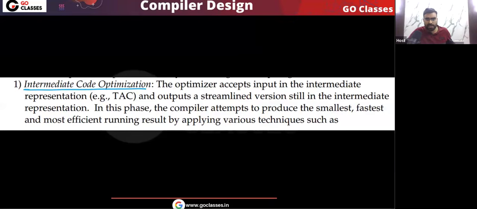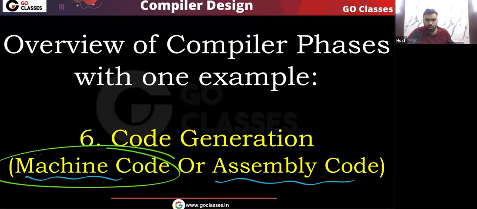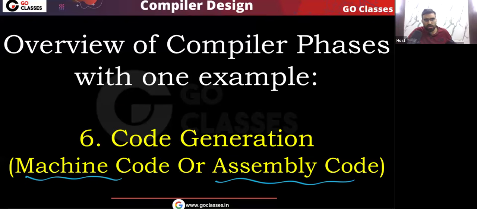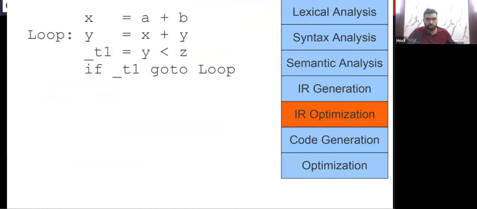So this is the simple idea we have already seen. Now the next phase is code generation, or I can say machine code generation, or assembly code generation. This phase is going to generate the assembly code, your machine code or assembly code. I can simply say the target machine code or the target assembly code will be generated. In this phase, the target program will be generated.